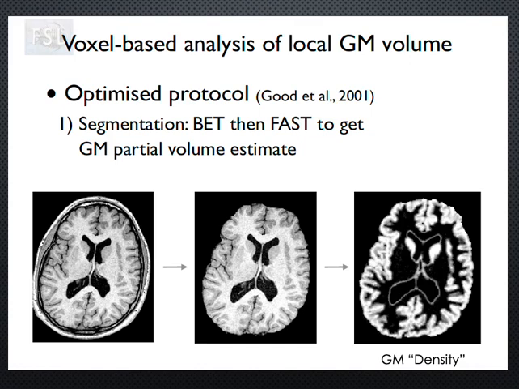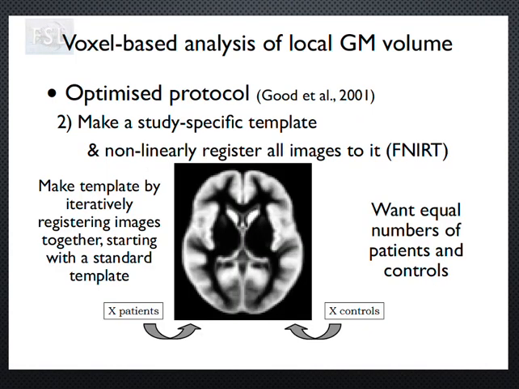And so some of these steps are more directly outlined here. So here we're showing the original image on the left after skull stripping in the middle using brain extraction, and then the image on the right after FAST segmentation generating a map of the gray matter density.